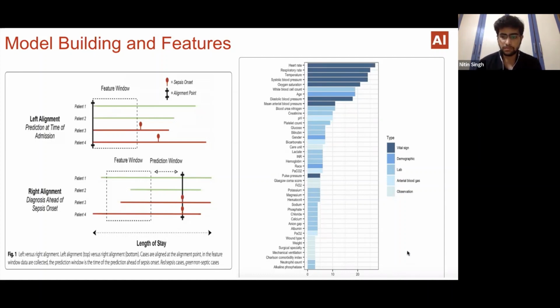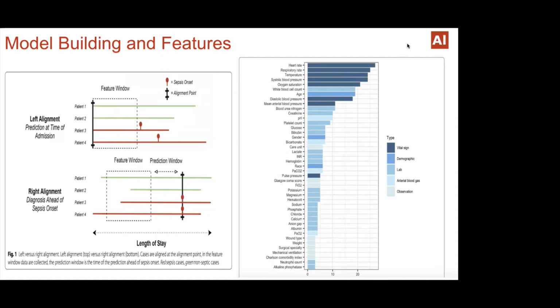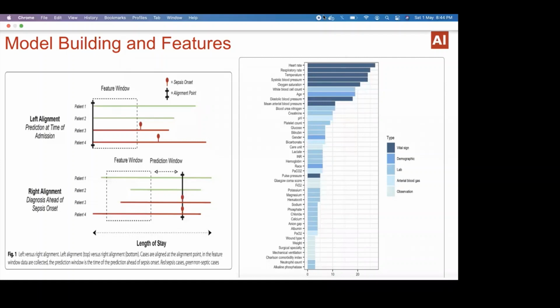Yeah, cool. Okay, one more question. As we are predicting every 2 hours, it's very complex to collect data every 2 hours, isn't it?